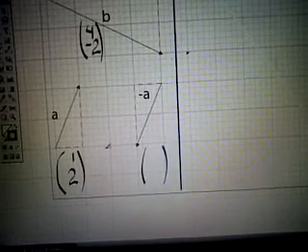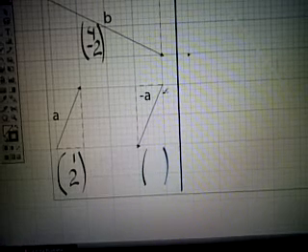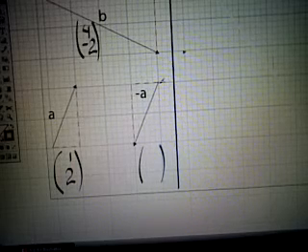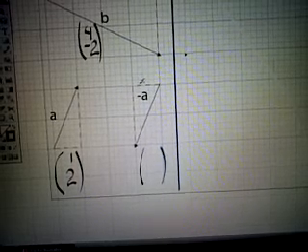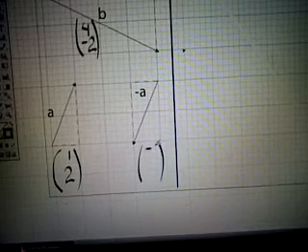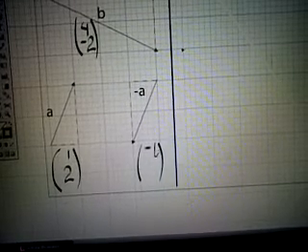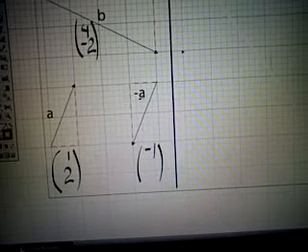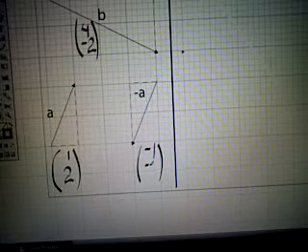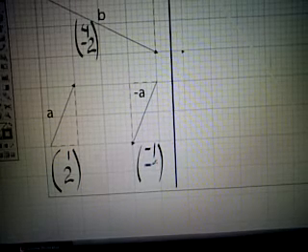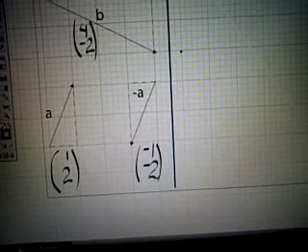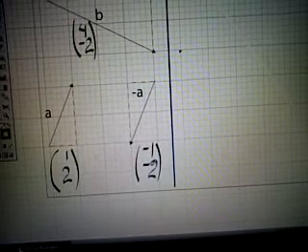So instead of 1, 2, let us see what would be the column vector for negative A. From our starting point, we move to the left 1 unit, which is negative 1. And then we move downward 2 units, which is negative 2. So the vector negative A is simply negative 1, negative 2.